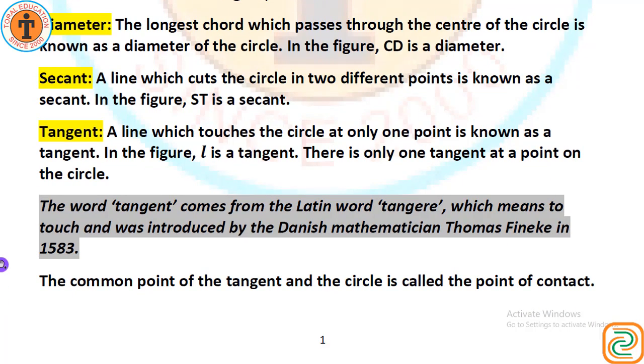Here, the word tangent comes from the Latin word tangere, which means to touch, and was introduced by the Danish mathematician Thomas Fincke in 1583. The common point of the tangent and the circle is called the point of contact.